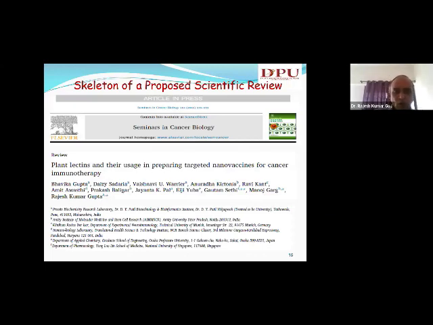The authors' names are Bhavika Gupta, Deji Sadaria, and Vaishnavi. They are our students. There is a superscript on their names, marking their affiliation: Protein Biochemistry Research Laboratory, Dr. D.Y. Patil Vidyapeeth. The whole address is given here.